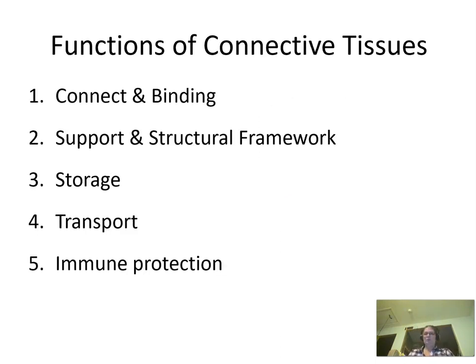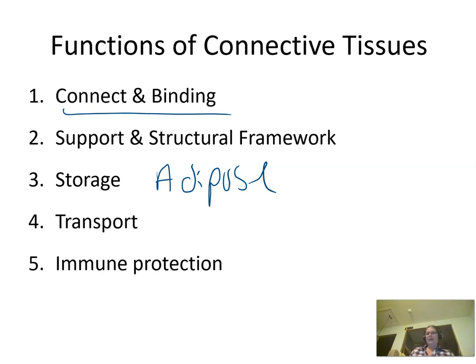So what are the functions? Well, as you can guess, it connects and binds and helps hold everything together. One type of connective tissue is like the packing peanuts of the body. It provides support and your structural framework. Your skeleton is connective tissue. It stores energy, it stores nutrients. In fact, adipose tissue is connective tissue. It helps transport materials. Blood is a connective tissue. And it helps protect us and helps with our immune system.